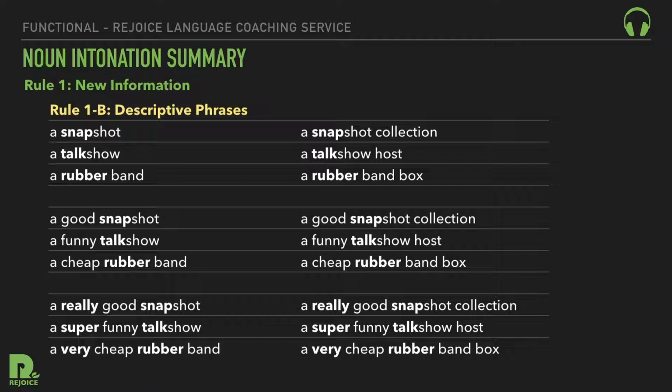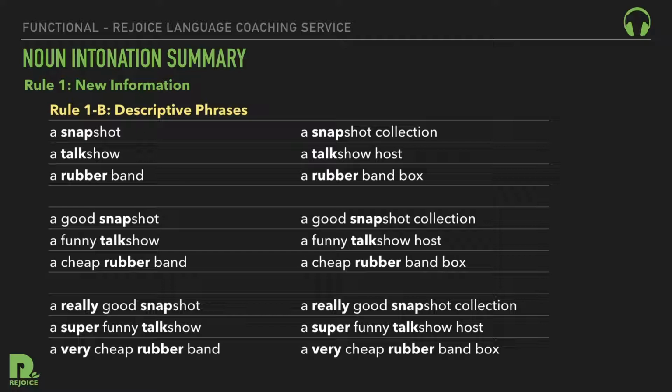Rule B, compound nouns. A snapshot. A snapshot collection. A talk show. A talk show host. A rubber band, a rubber band box, a good snapshot collection, a funny talk show host, a cheap rubber band box, a really good snapshot collection, a super funny talk show host, a very cheap rubber band, a very cheap rubber band box.